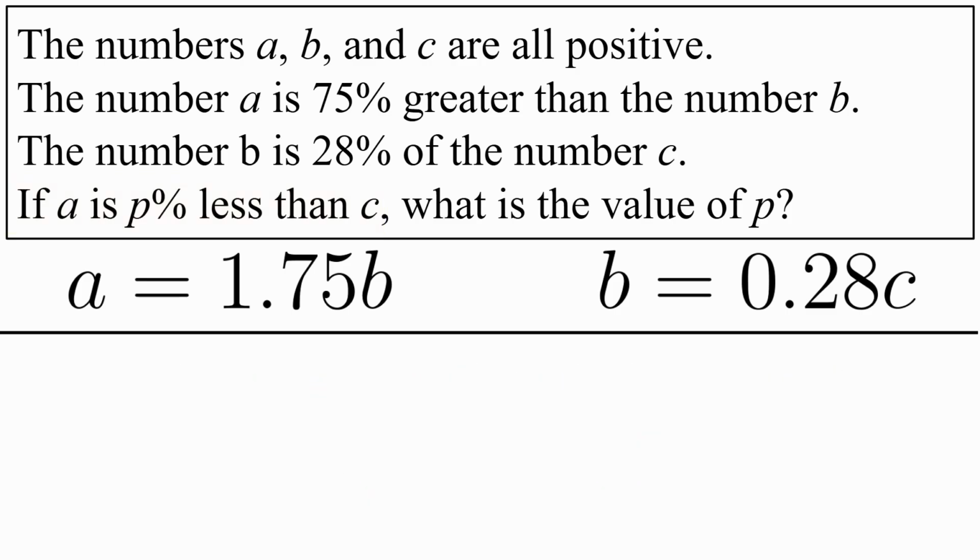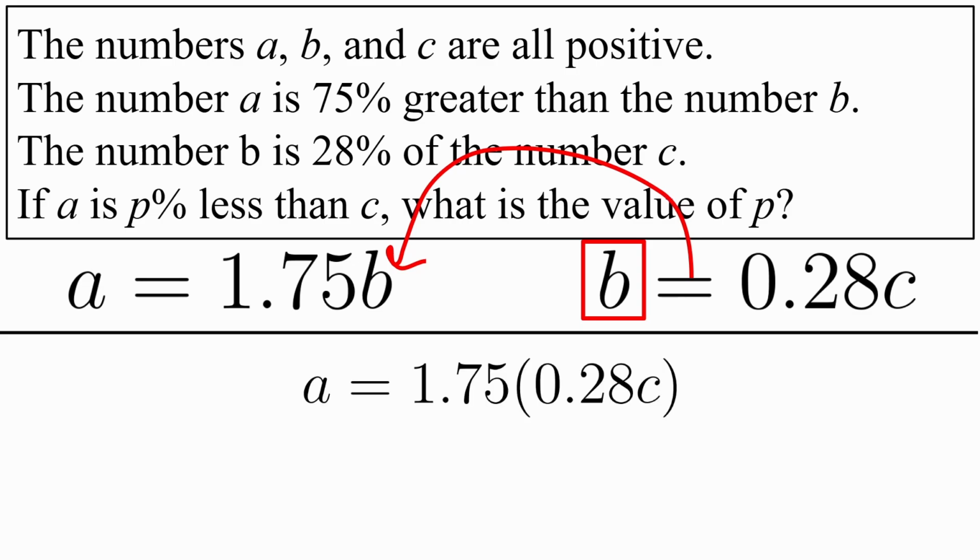Well, very conveniently, I see that one of the equations already has B by itself. So this one's kind of prime for substituting. So let's take him and put him into where B is in the first equation. So instead of A equals 1.75B, I will write A equals 1.75 parentheses 0.28C. We can now multiply 1.75 times 0.28, and we get A is equal to 0.49C. And this will probably help us answer the question a lot more because the equation relates A with C.